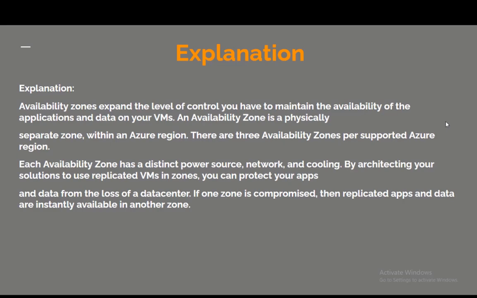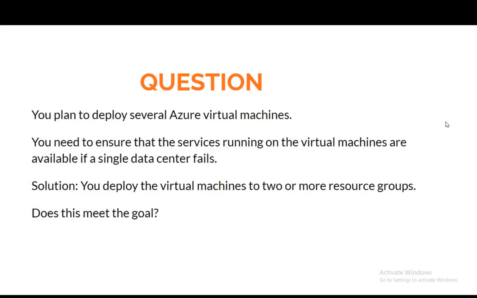Next question. You plan to deploy several Azure virtual machines. You need to ensure that the services running on the virtual machines are available if a single data center fails. Solution. You deploy the virtual machines to 2 or more resource groups. Does this meet the goal? And here are the options. Option A, yes. Option B, no. And the correct answer is option B.